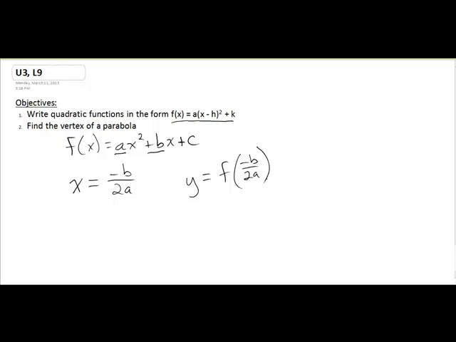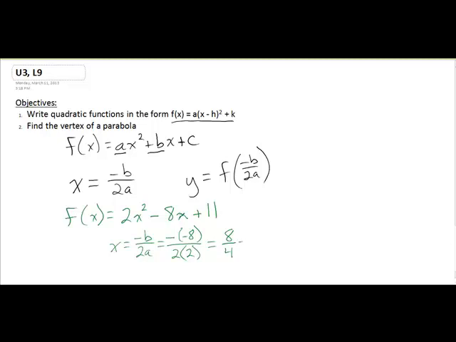So let's say you have, let's do it in green. Why not? Green's a happy color. F of x is equal to 2x squared minus 8x plus 11. I don't know what happened to my x here, but it got chopped off. 2x squared minus 8x plus 11, and you want to know where is the vertex. Well, the vertex is at, let's find its x value first. The x value is negative b over 2a, which is negative negative 8, because negative 8 is the b, over 2 times 2. So the x value of the vertex is 8 over 4, which is just 2.